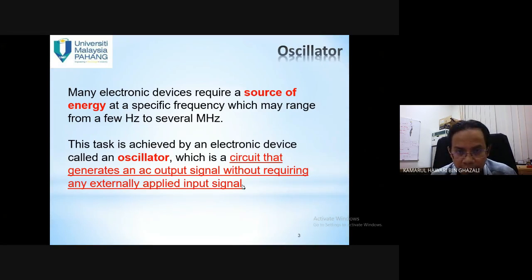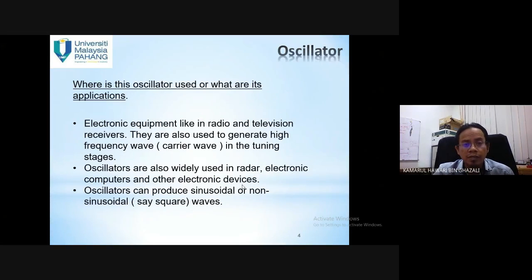Many electronic devices require a source of energy at a specific frequency, which may range from a few hertz to several megahertz. This task is achieved by an electronic device called an oscillator, which is a circuit that generates an AC output signal without requiring any external applied input signal. So where is this oscillator used, or what are its applications?